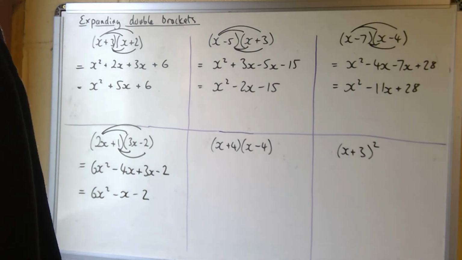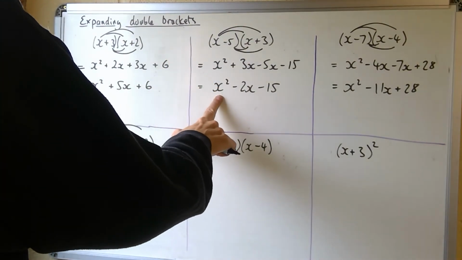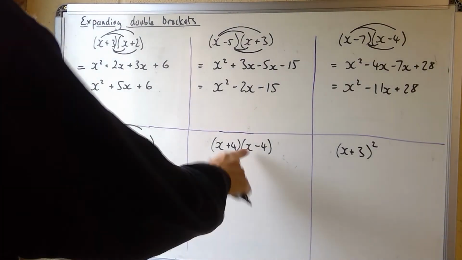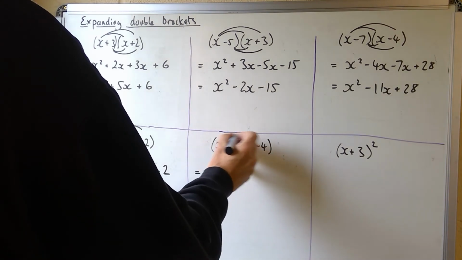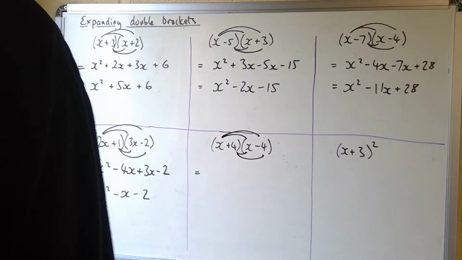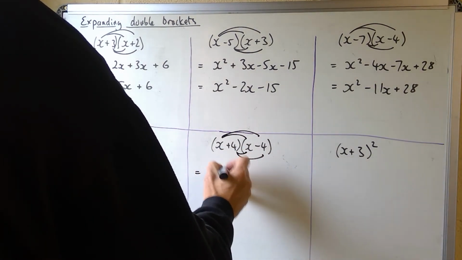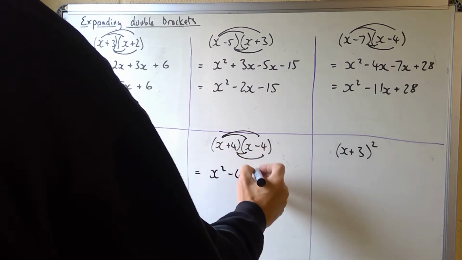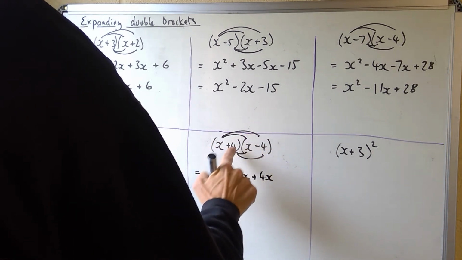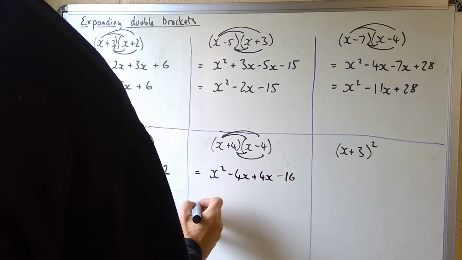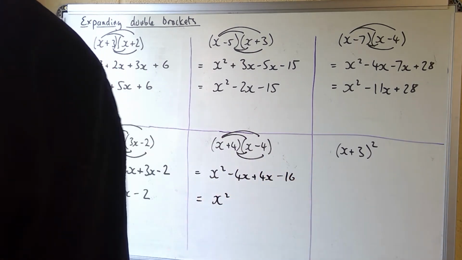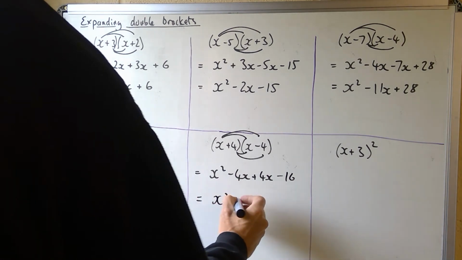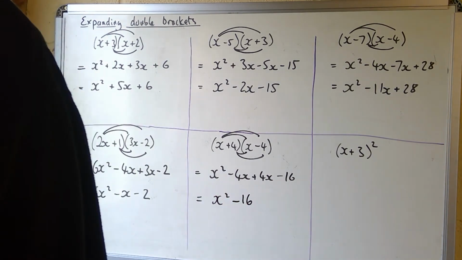So hopefully now you'll realise that most of these have an x squared term and a constant term. But there are exceptions to this, and this is one of them. We don't realise until we actually do it. So we do exactly the same thing as before. x times x is x squared. x times negative 4 is negative 4x. 4 times x is 4x. Positive 4 times negative 4 is negative 16. This time, when I collect the terms, I've got my x squared, but negative 4x plus 4x is 0. So there is no x term, so it goes straight to the constant: x squared minus 16.